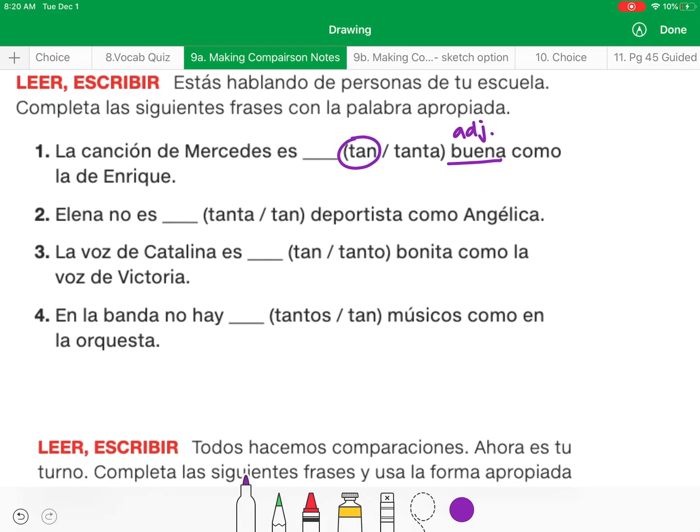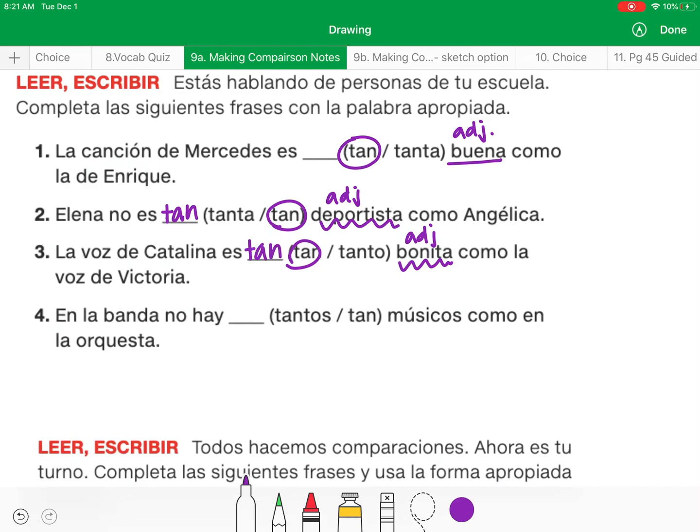All right, so number 2, Elena no es blank deportista como Angelica. Okay, deportista is an adjective. So I'm going to use tan. La voz de Catalina es blank bonita como la voz de Victoria. Okay, bonita is an adjective. So again, I'm going to use tan.